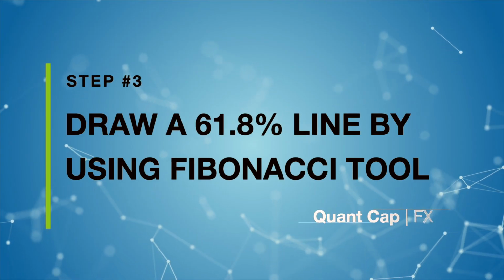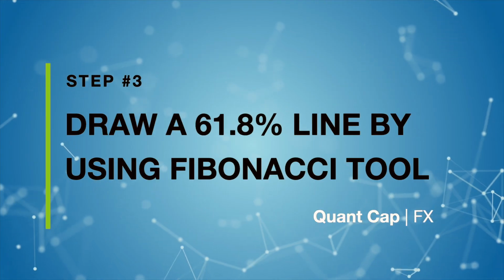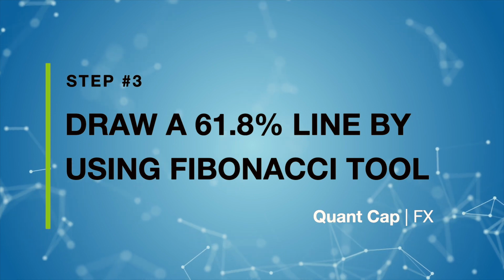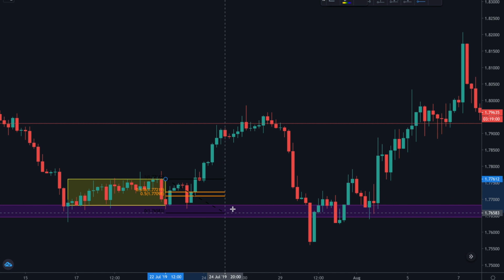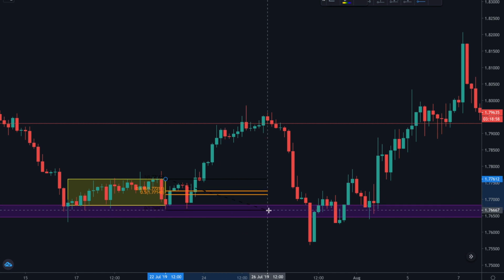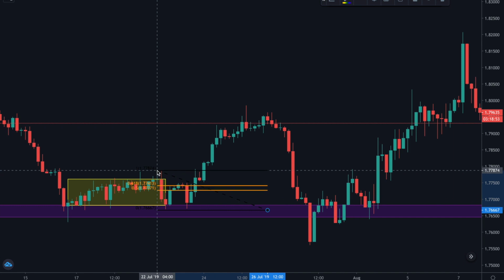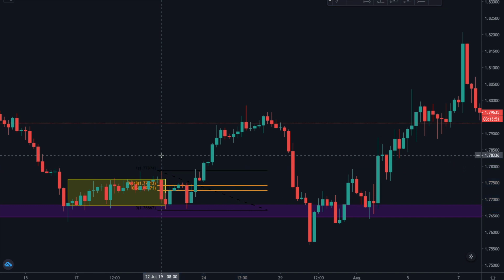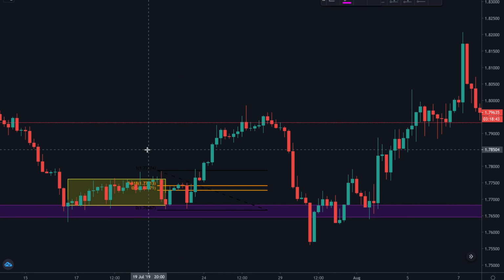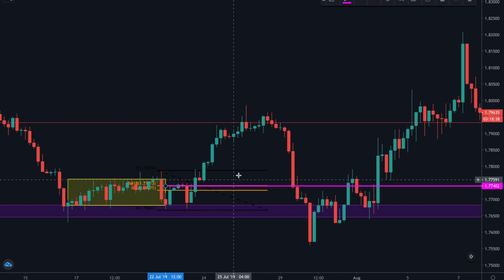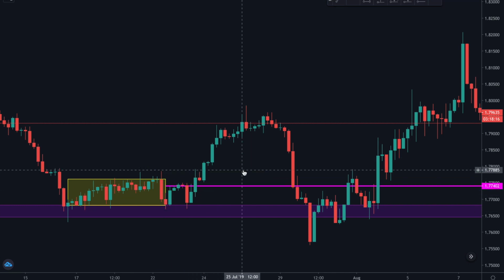Next step, we should use a Fibonacci tool and draw our 61.8% line. Let's do this. We draw from the top to the bottom, right here. And here it is. Let's draw a line at this level. Here it is. And finally, once we have all this, we need to wait for an entry.